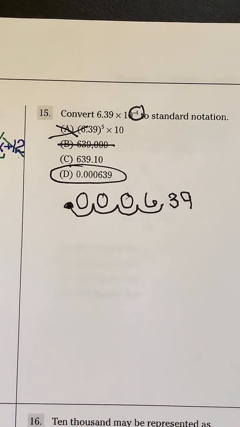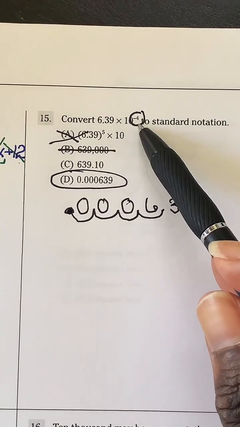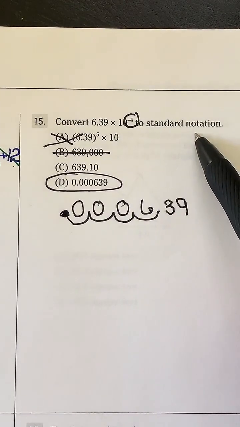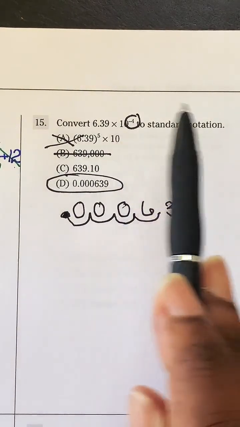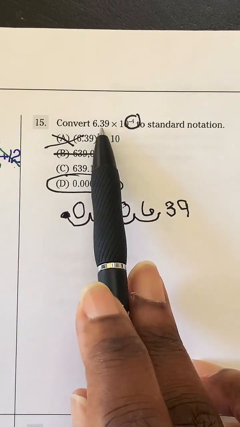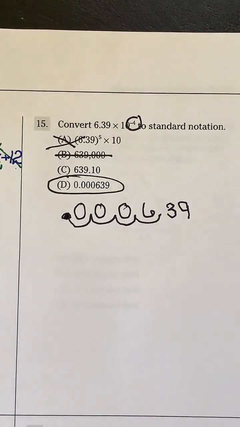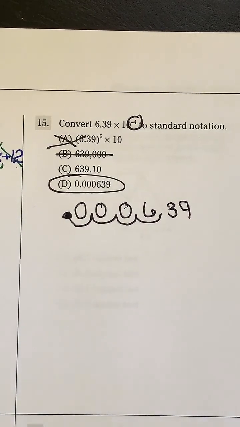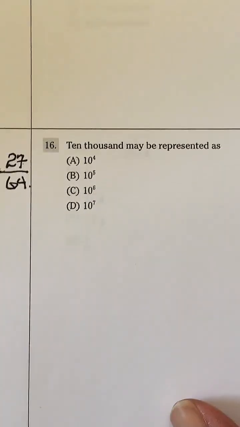So when you see a negative exponent and they say to put it in standard notation, you're making this number smaller. If it's a positive exponent, you're making this number bigger. Hopefully that helps. Let's keep going.